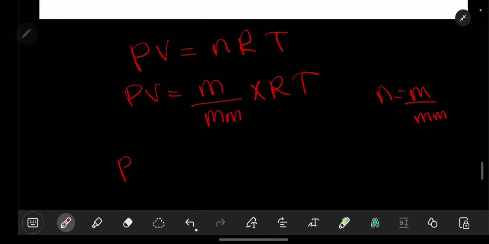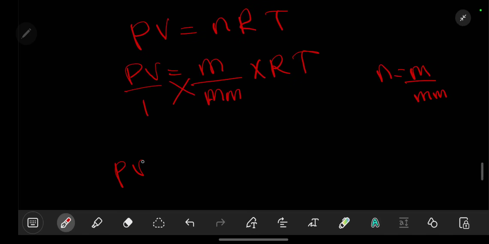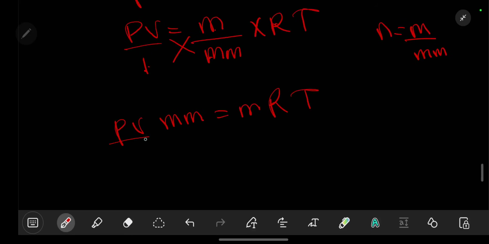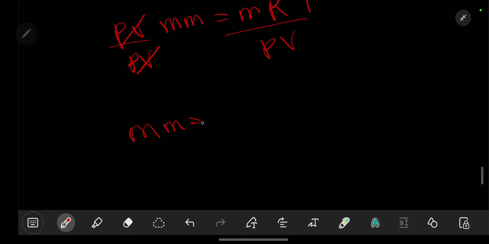Then, what are we looking for? We are looking for the molar mass, so we have to make molar mass the subject of the formula. First we cross multiply: PV times the molar mass should be equal to 1 times m. Times 1 doesn't change anything. Then we divide over PV. So the molar mass is equivalent to mass times R times T over PV.